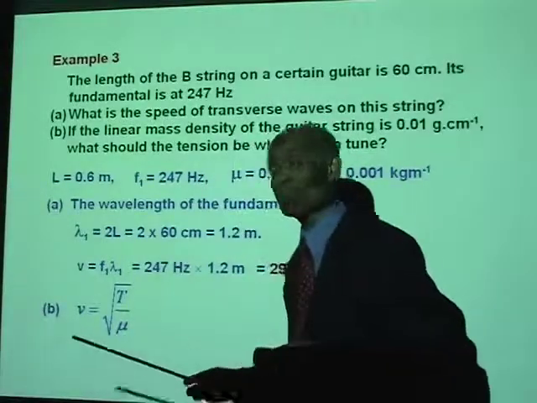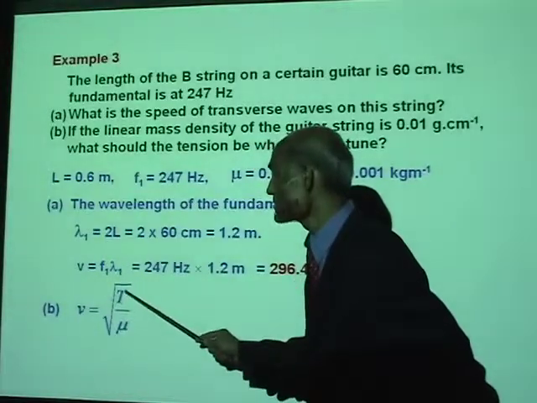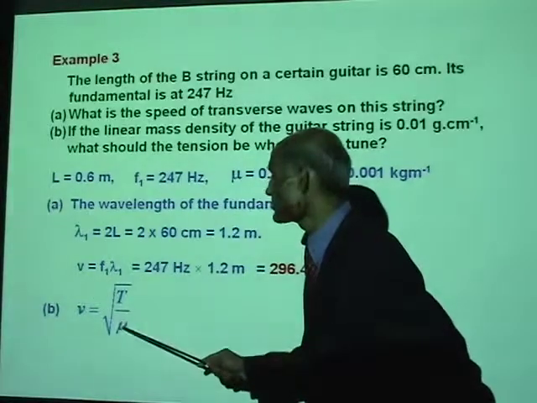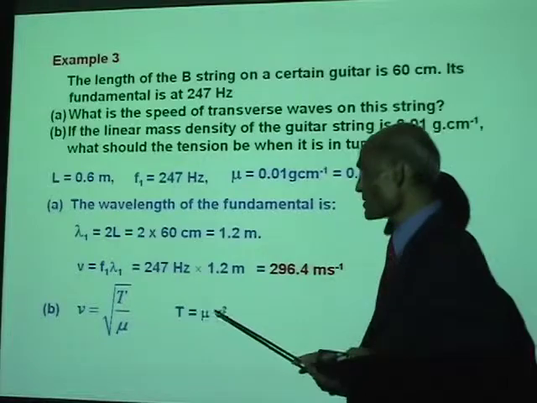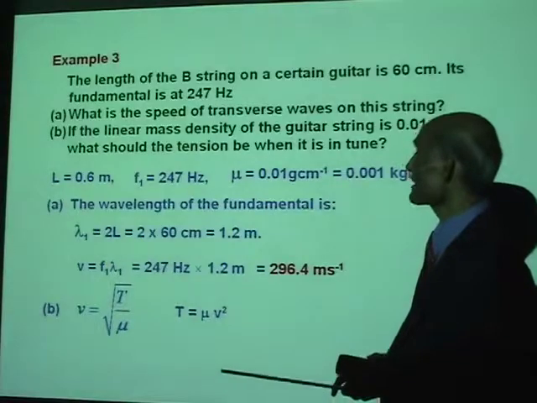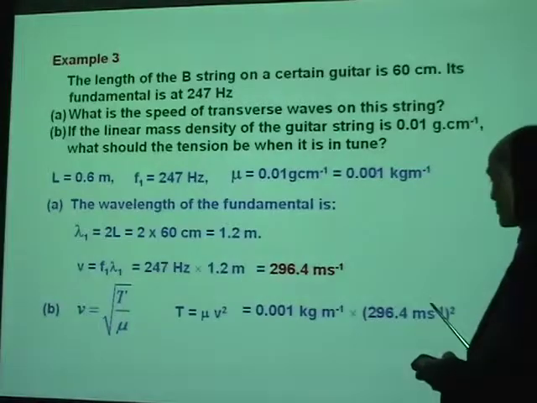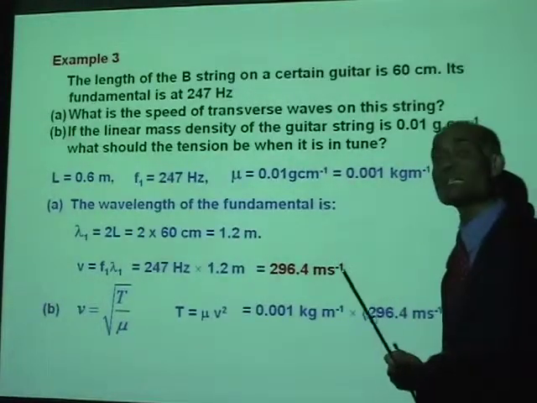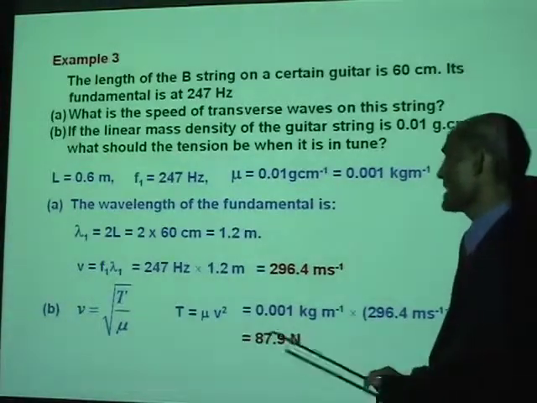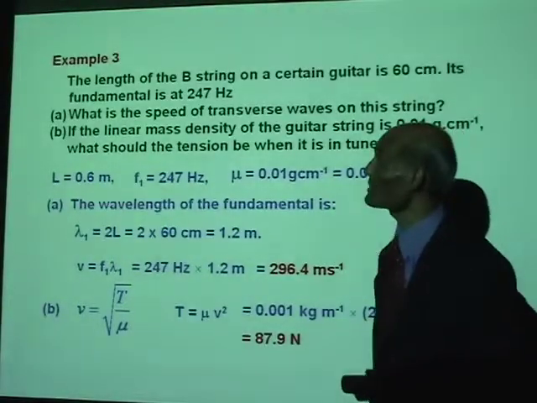Alright, so V equal to square root of T over mu. Solve for T, can you? Well, first of all, square that equation. V squared equal to T over mu. Therefore, T will be V squared multiplied by mu. There you are. T equal to V squared multiplied by mu. We know the value of V. We calculated that in the previous slide. We calculated the velocity to be 296.4 meter per second. So that will be mu times V squared, and that is 87.9 Newton is the tension on that string.